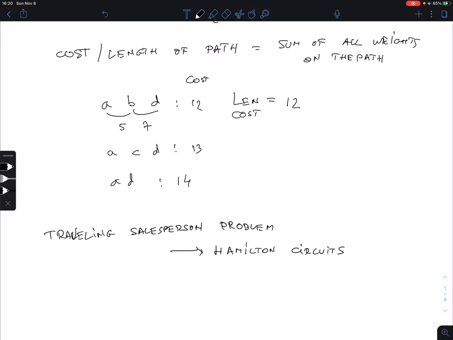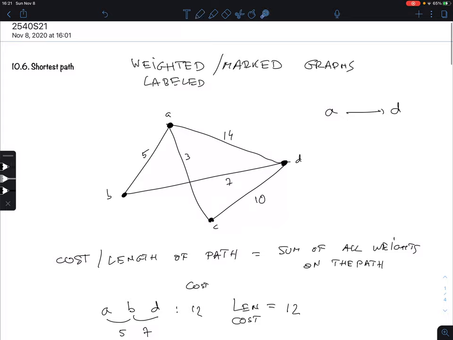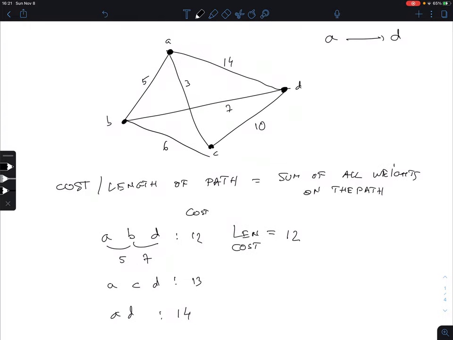So that's a Hamilton circuit, but there might be many different solutions, right? He can go this way, or he can go this way, and perhaps, let me add one more to make it a little more challenging, he can go around that way. And so the question now is, which of the various Hamilton circuits is the cheapest? Thinking, for instance, that these are costs, or time, or whatever you want, the shortest or the cheapest.